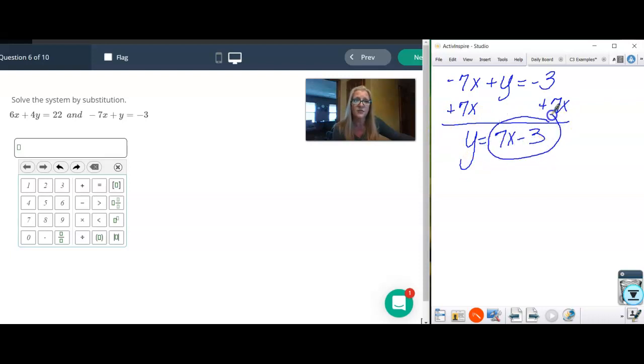Now you can substitute 7x minus 3 into the first equation, 6x plus 4 times 7x minus 3 equals 22. And then you would distribute, combine like terms, and solve for x.